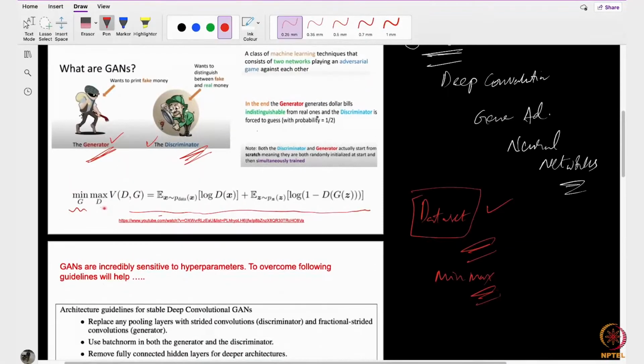In summary, the generator always tries to generate fake images that are almost similar to the data given in the data set, or we can say training data. The discriminator's task is always to reject the images generated by the generator, whereas to accept the images that are present in the real, given data set.